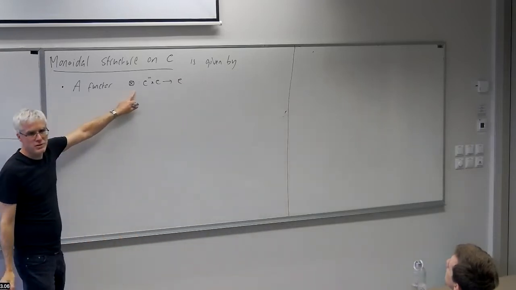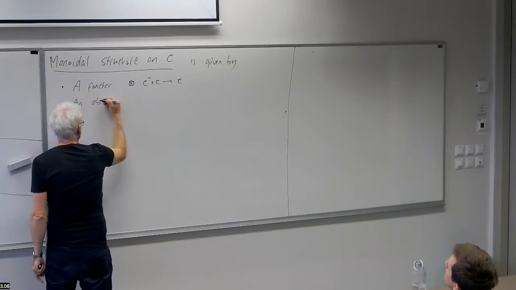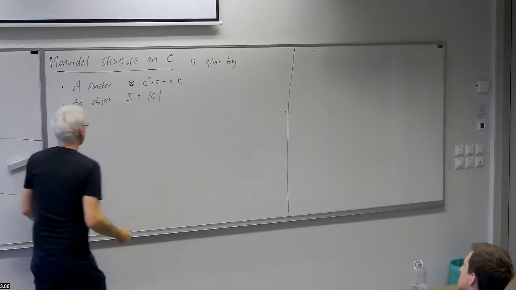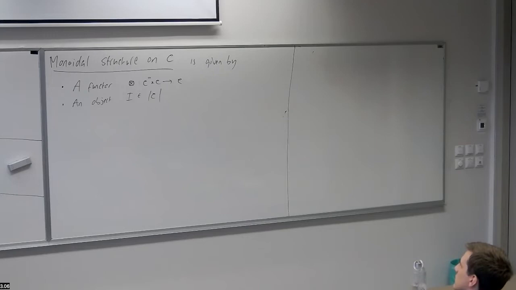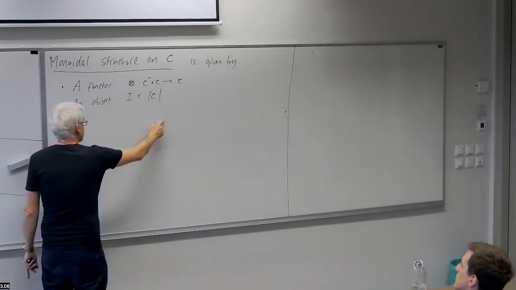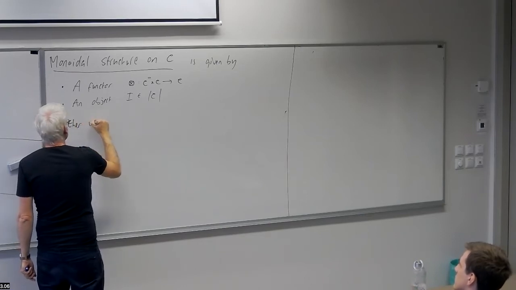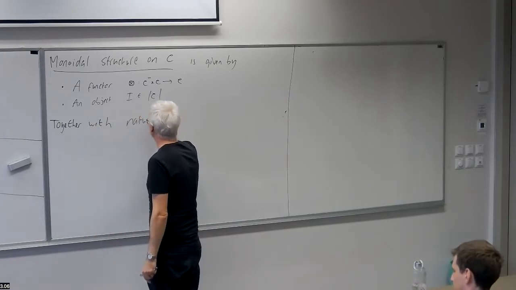And this binary functor should have an identity element. So that's an object I belonging to C. And we want it to be associative, and we want I to be an identity element. So it comes together with natural isomorphisms.